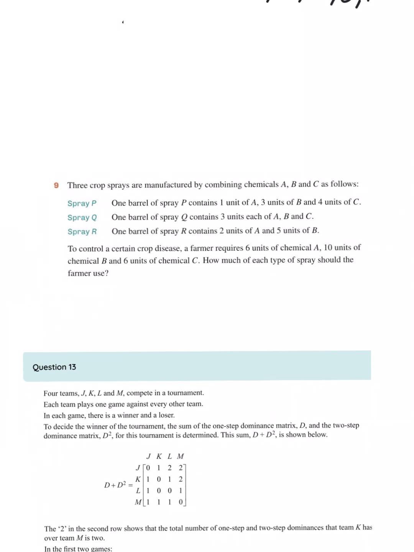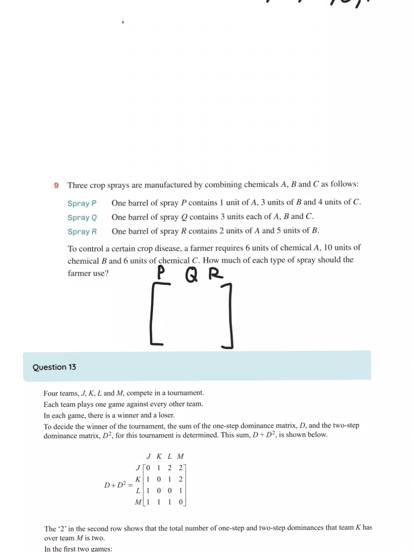Okay, without doing just trial and error, this is just a simultaneous equation. So you could set it up as a simultaneous equation if you wanted. But we'll do it via matrix method. So I'm going to have a 3 by 3. And what I'm going to have is spray P, spray Q, and spray R.